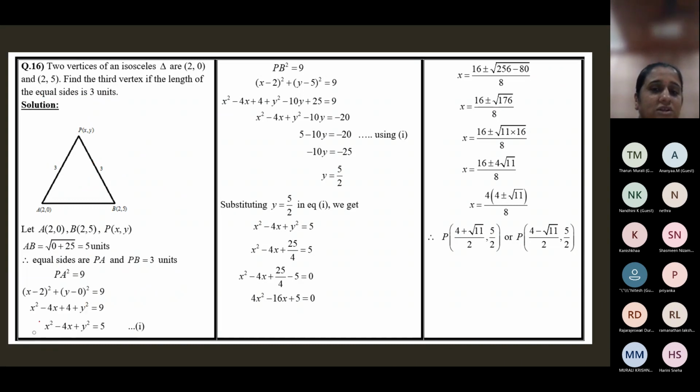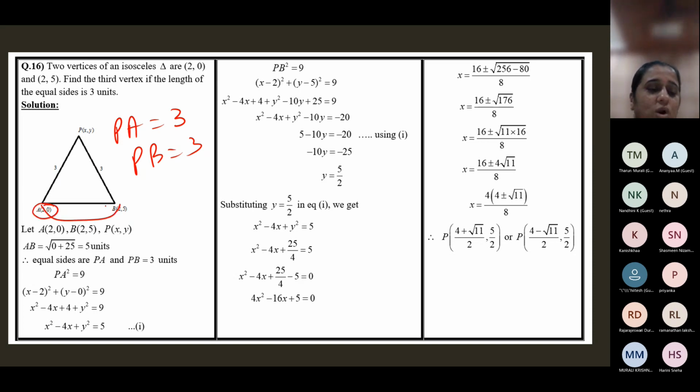Okay, so now we have all the conditions. Just work with the conditions. So what are they? First we have PA and PB both equal to 3. So take one by one. PA is equal to 3. That means PA square is equal to 9. See, now we have the conditions. PA is equal to 3 units and PB is equal to 3 units. Now don't take AB is equal to 5 units.